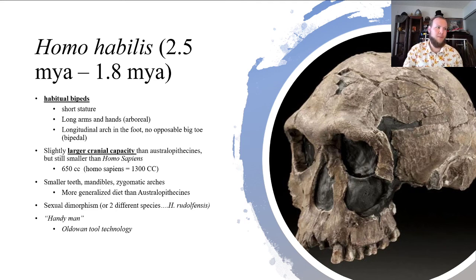So there appears to be sexual dimorphism or two different species. Like I said, nobody really agrees on anything, right? We saw that before when we were talking about forensics. So Rudolfensis could be the same species as Homo habilis, but a female versus a male, okay? So this is also known as the handyman. So the habilines used Oldowan tool technology, okay?